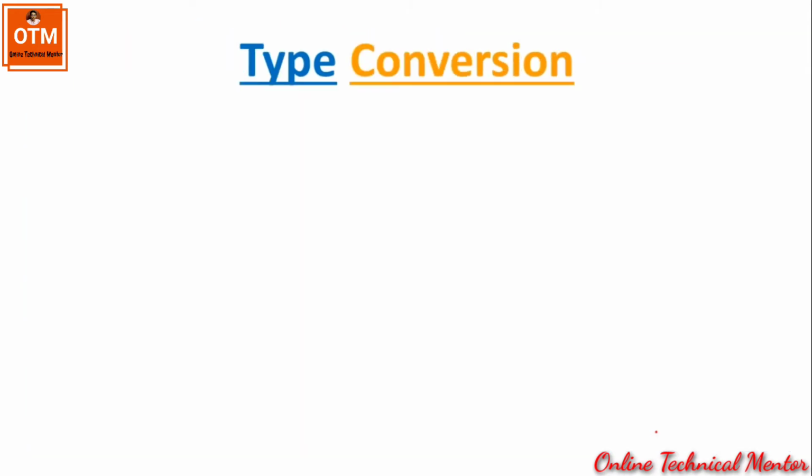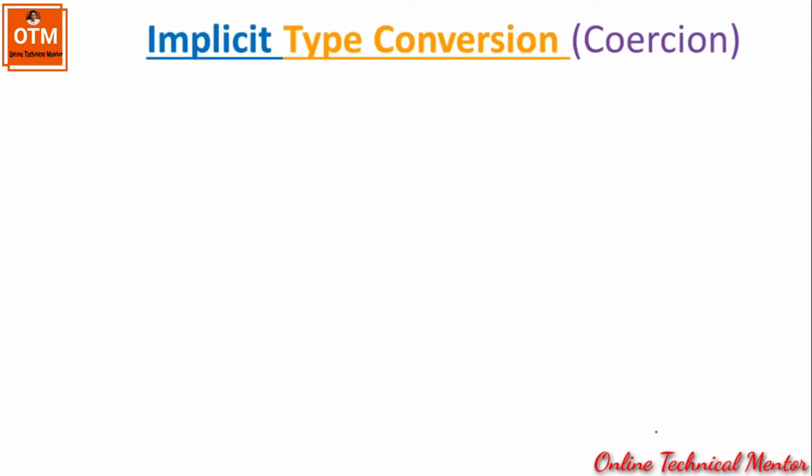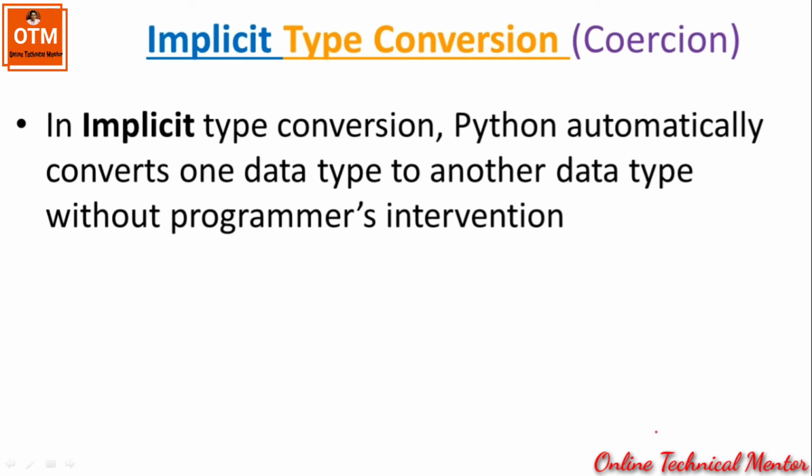Now next, you have to know about type conversion. The process of converting the value of one data type, it may be integer, string, float, etc., to another data type is called type conversion. Python has two types of type conversion: implicit type conversion and explicit type conversion. So before starting any expression evaluation, you have to know about type conversion along with precedence. Let me show you the implicit type conversion first. Implicit type conversion is also called coercion.